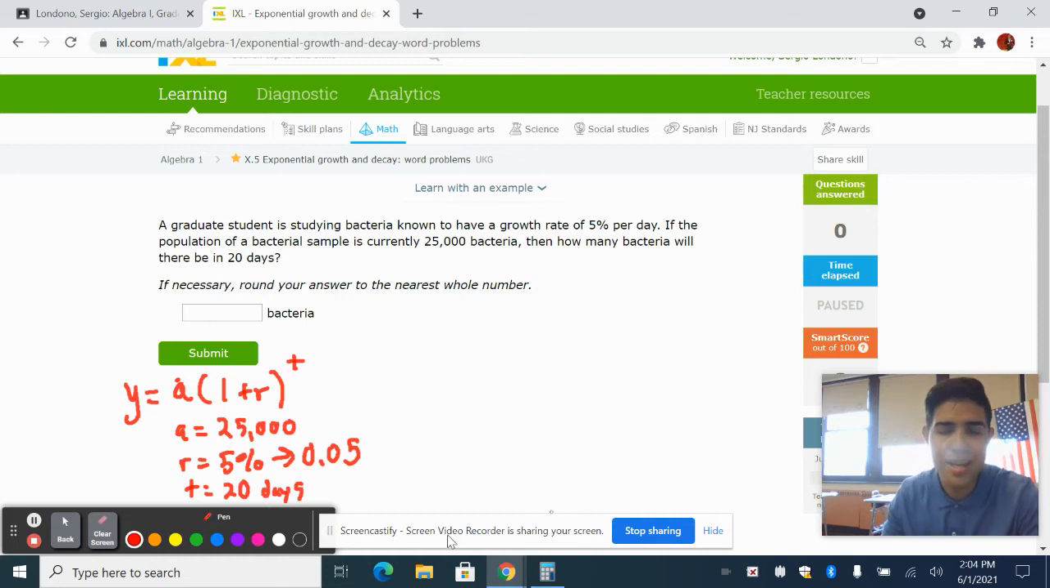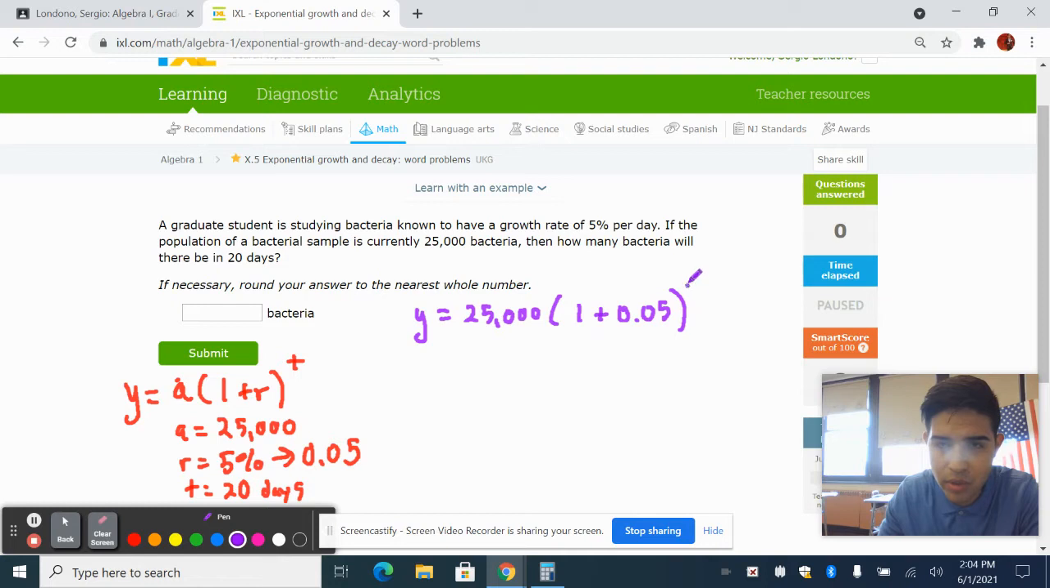Now we can go ahead and substitute these values. But I believe the hardest part of this problem is knowing how to identify and where to substitute these values. So let's go ahead and do that. Now we have y is equal to 25,000 times 1 plus 0.05 to the 20th.